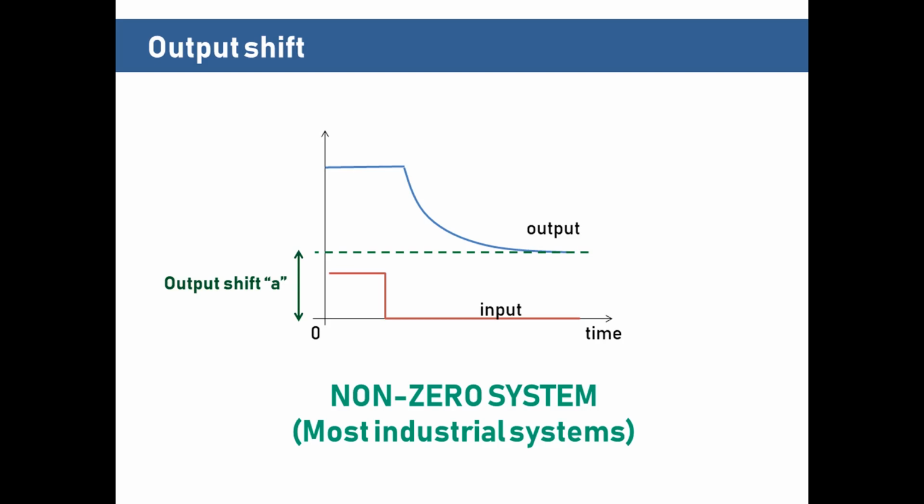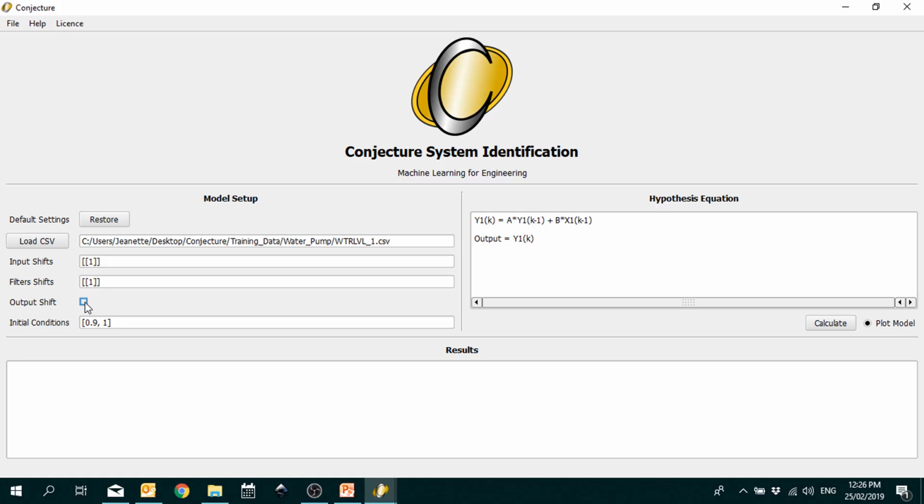Now this is difficult to do with traditional system identification programs, but with Conjecture, all we have to do is specify that we want an output shift included in our model, and then Conjecture will estimate the value of the shift for us. So with our water level pump model, we're going to leave the output shift box as checked, and then we're almost there.